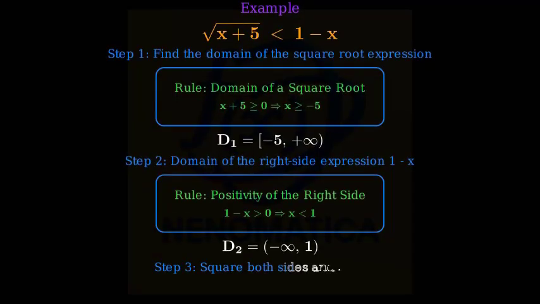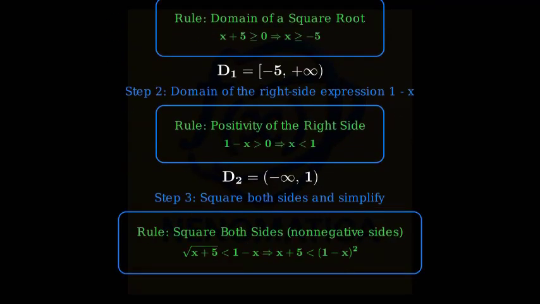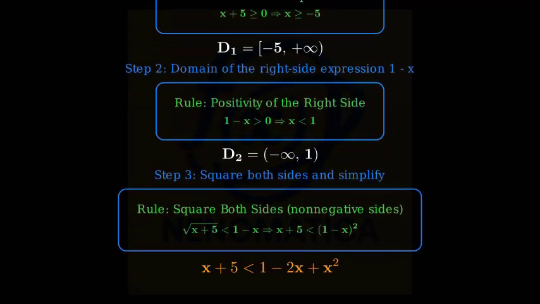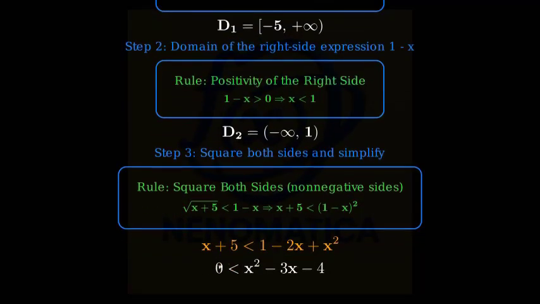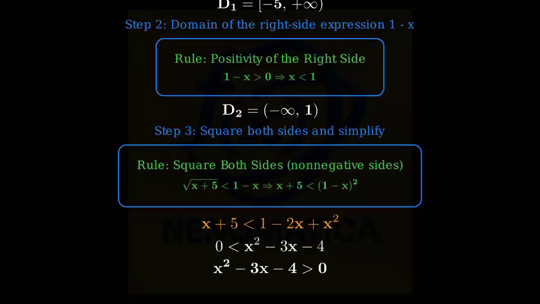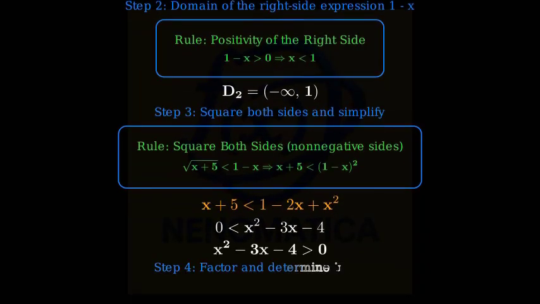Step 3, square both sides within the allowed domain. Start from square root of x plus 5 less than 1 minus x. Squaring gives x plus 5 less than 1 minus 2x plus x squared. Move everything to the right to get 0 less than x squared minus 3x minus 4, or equivalently x squared minus 3x minus 4 is greater than 0. Step 4, factor the quadratic and find intervals.